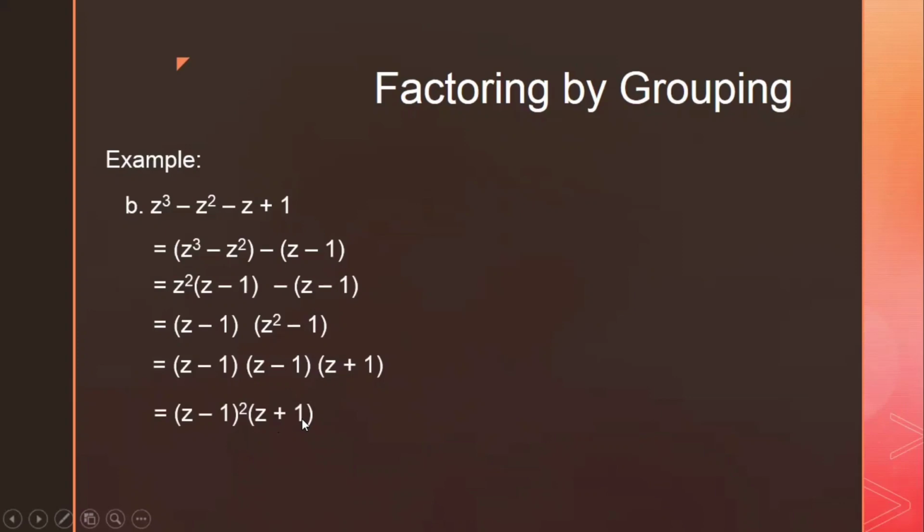And we also have an alternative solution for this example. In this solution, we're going to group z cubed and z squared, and 1. Please try it on your own, and you'll see that you're going to arrive at the same answer as well.